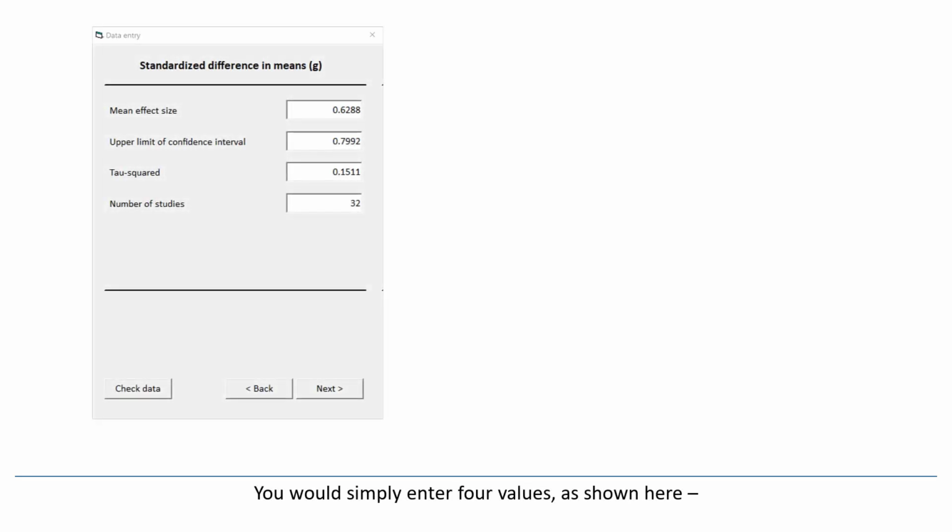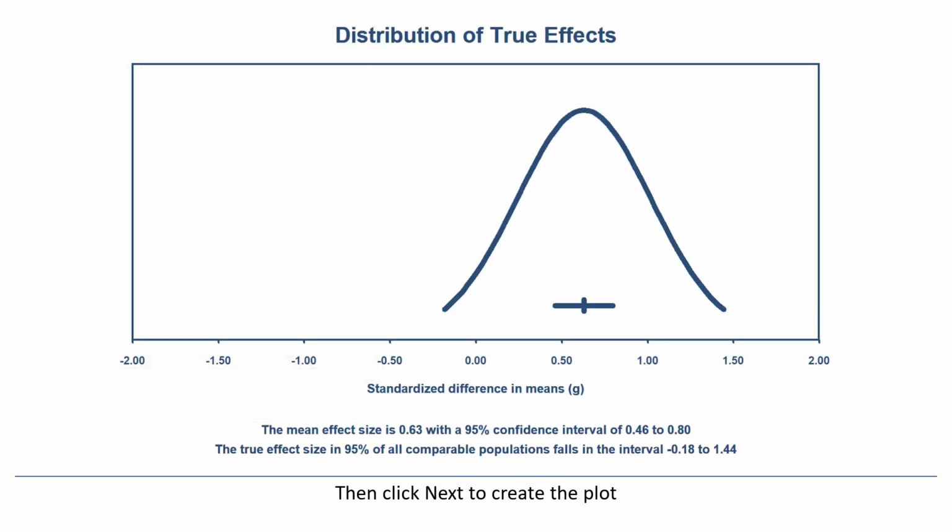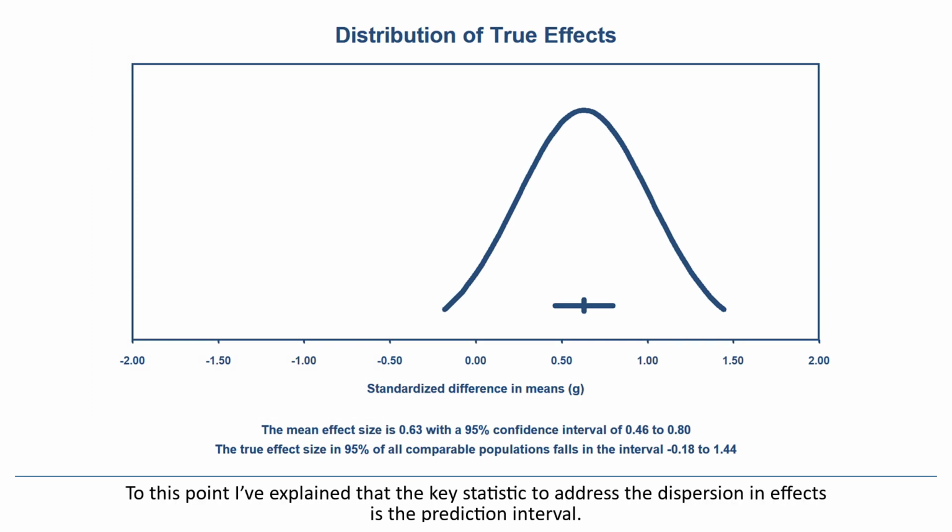You would simply enter 4 values as shown here. The mean effect size, the upper limit of the confidence interval, tau squared, and the number of studies. And then click Next to create the plot. At this point, I've explained that the key statistic to address the dispersion in effects is the prediction interval.